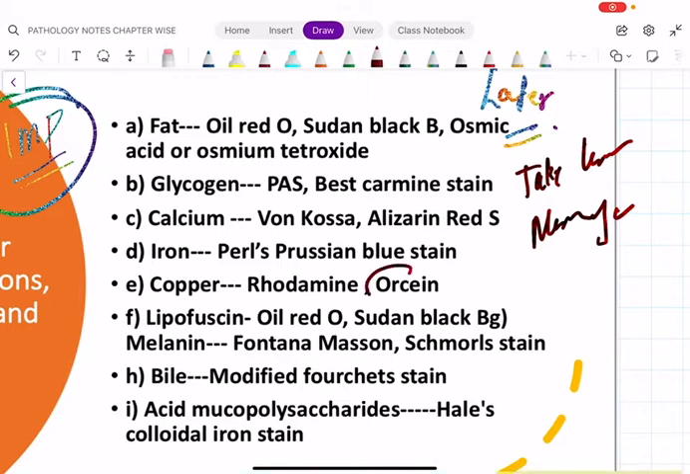Copper: it is rhodanine. Of course, we have one more stain called orcein, orcein and rhodanine. For example, they will ask in Wilson's disease, which of the following stains you will use? The answer is rhodanine. Good. In hemosiderosis, hemochromatosis and all those conditions, which stain will you use? Perls' Prussian blue stain. Finish.